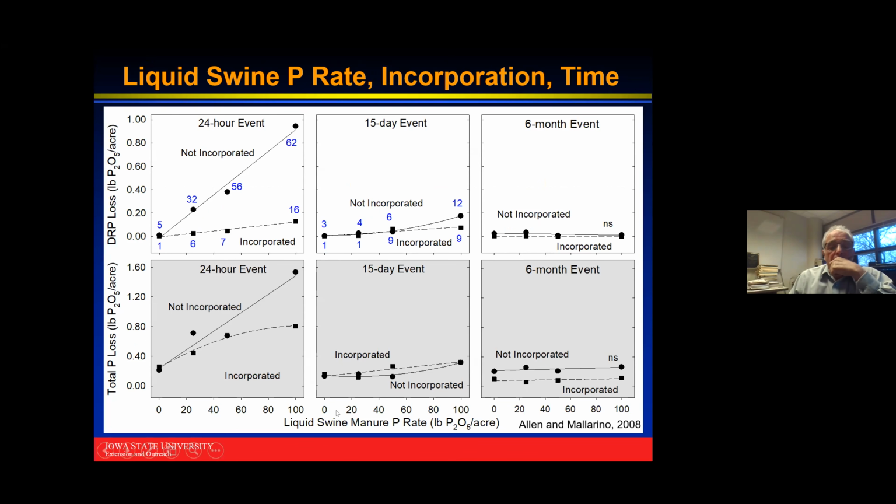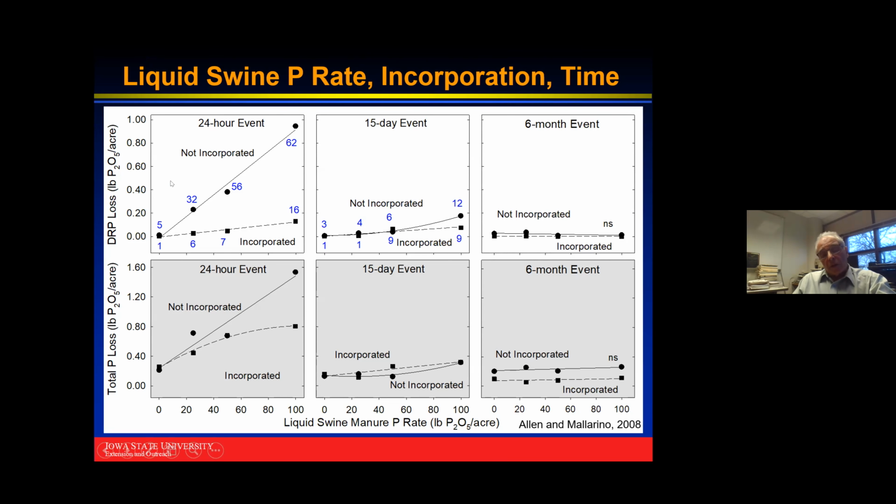This is another study, but in this case, we have several rates, okay? And this was liquid swine manure. This is a rate in P2O5 per acre. These were 2 sites, and in the top, we show the dissolved reactive P loss, and in the bottom, in the gray areas, we show the total P loss, okay?